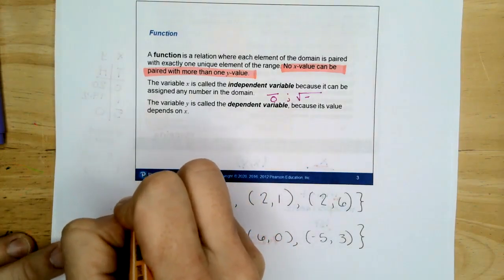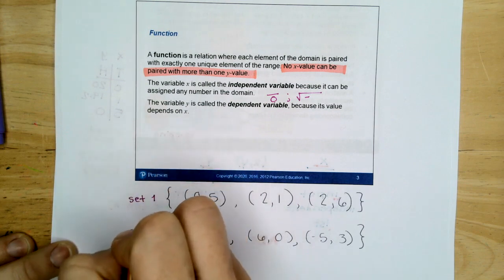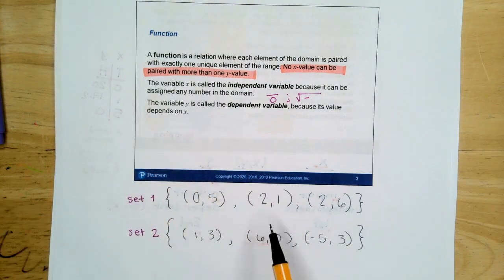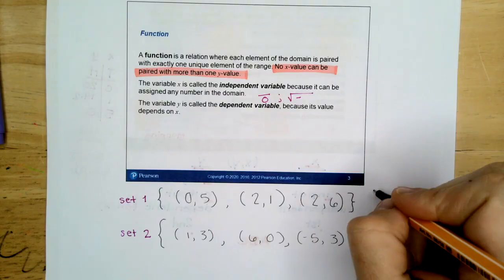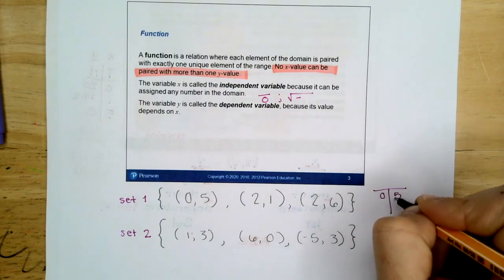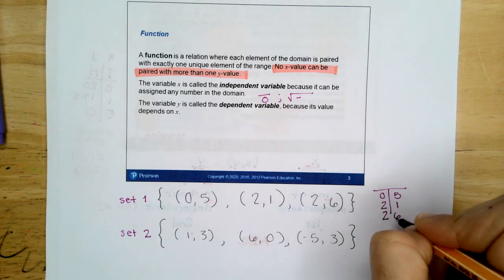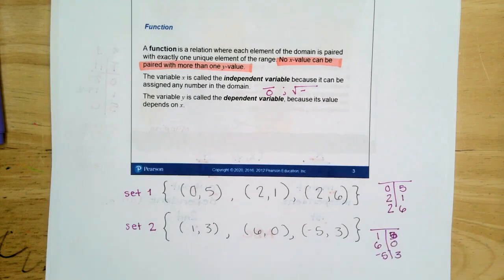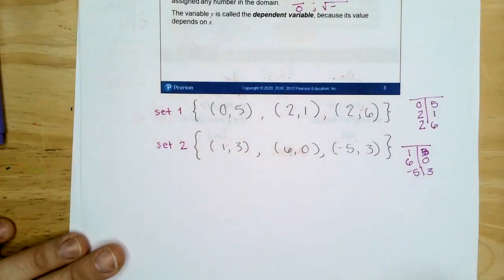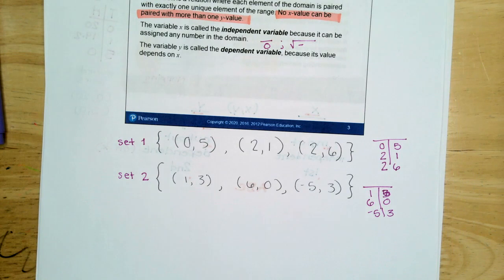So here's set 1. Here's set 2. They are both relations because a relation just means there's a relationship between x and y, right? We can also write this one as (1, 3), (6, 0), (-5, 3), right? You can also write it as a mapping where we draw arrows, okay? They're both relations, relation, relation. Which one is a function? Only one of them is a function, okay?